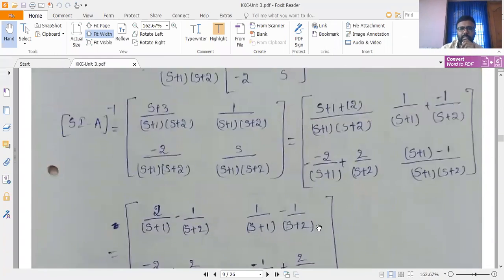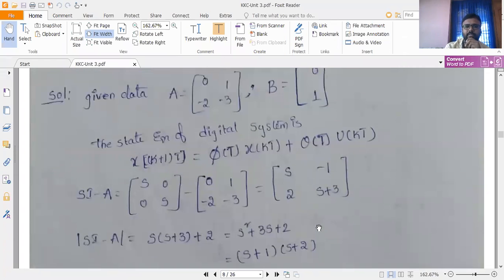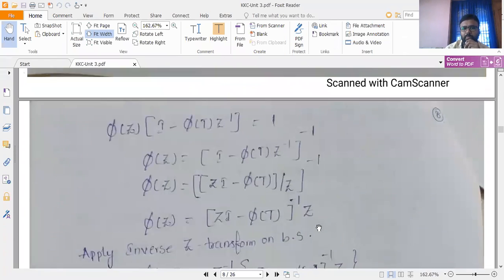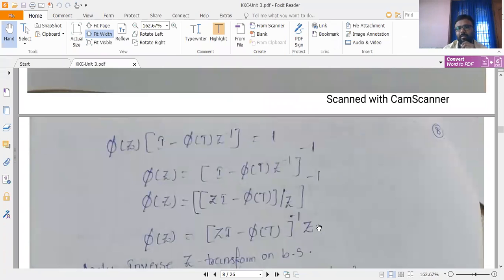In the next class, we will see the problems regarding the state transition matrix.